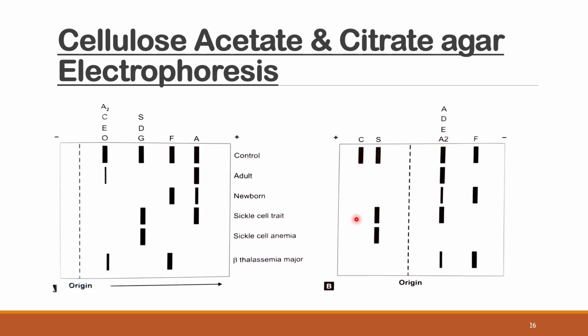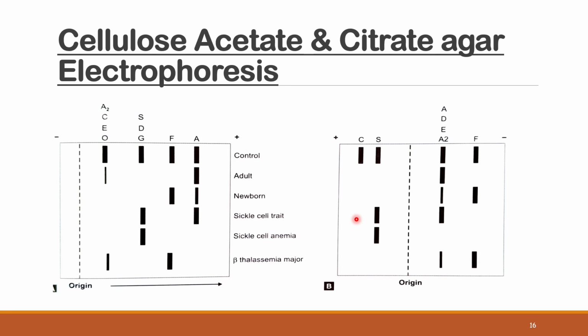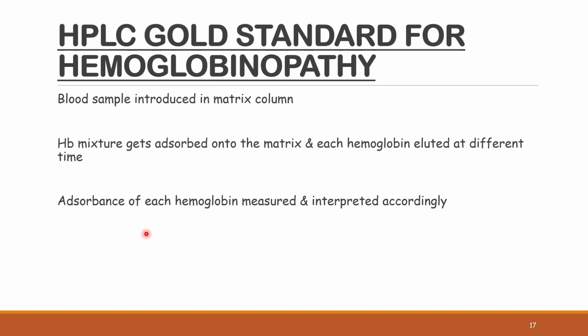But this is not a gold standard because you can't do the quantification, right? You can't easily distinguish between the disease and trait. So the most frequent method that is used is HPLC. See here, this is the sickle cell anemia where HbS is seen. But the gold standard method is high performance liquid chromatography.